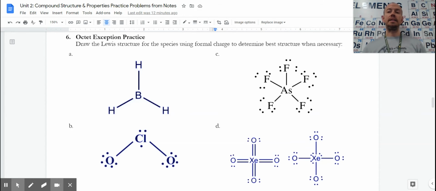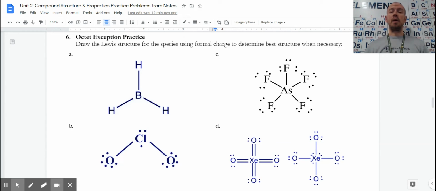Here on part B, we have ClO2, and it's not ClO2 minus. It's not the chlorite ion. It is chlorine dioxide. So when we add that up, we see that it's 7 plus 6 plus 6. We have an odd number of electrons. There's no way to pair everything up or to complete all of the octets with an odd number. The first thing you would do would be double check. Is there an ion charge that I missed? There's not.